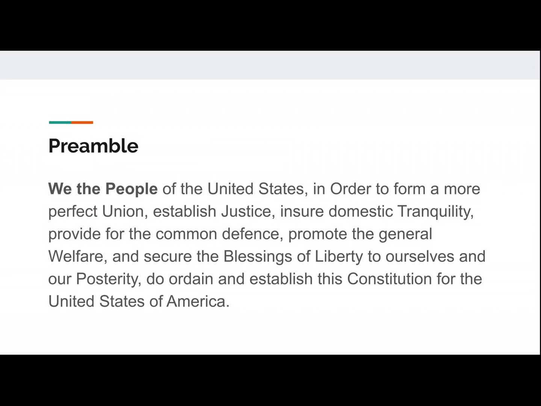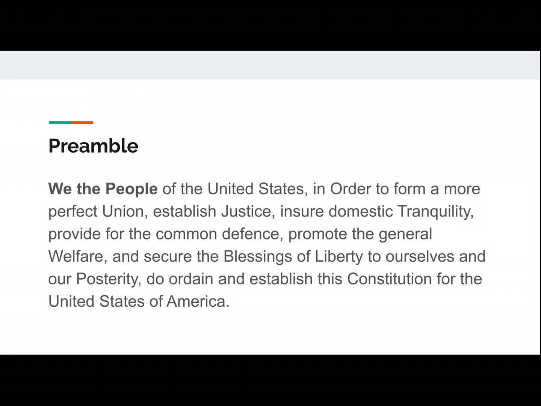So the Preamble. We, the people of the United States, in order to form a more perfect union, establish justice, ensure domestic tranquility, provide for the common defense, promote the general welfare, and secure the blessing of liberty to ourselves and our posterity, do ordain and establish this Constitution for the United States of America.